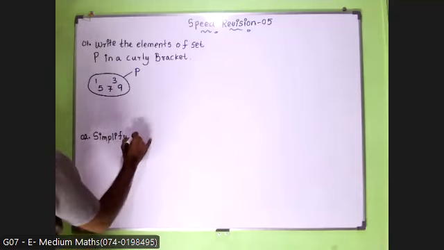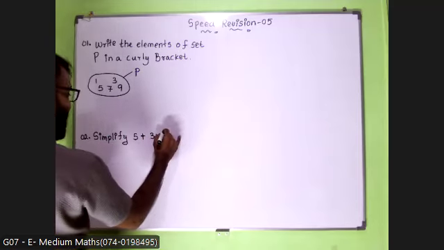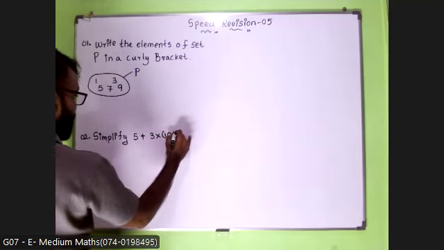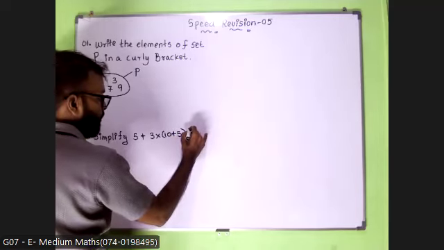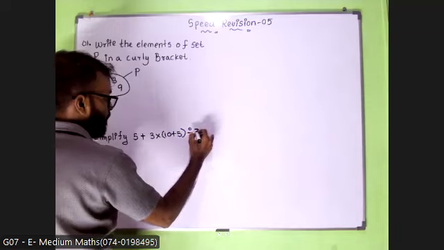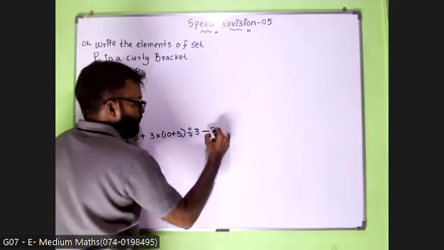Simplify: 5 plus 3 times (10 plus 5) divided by 3 minus 2.